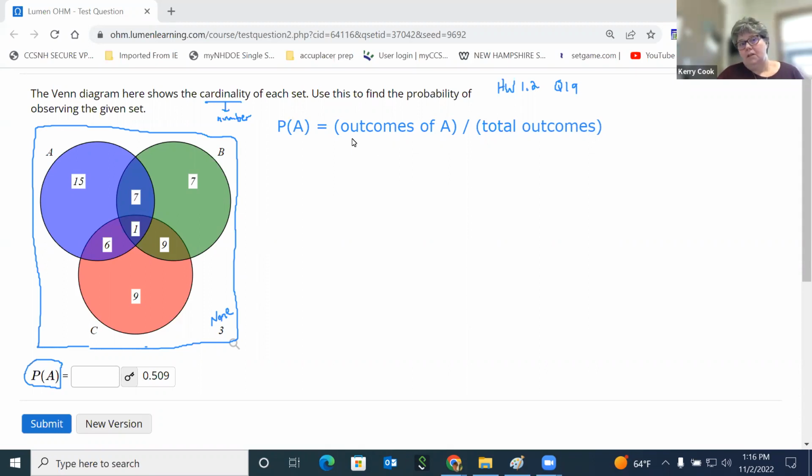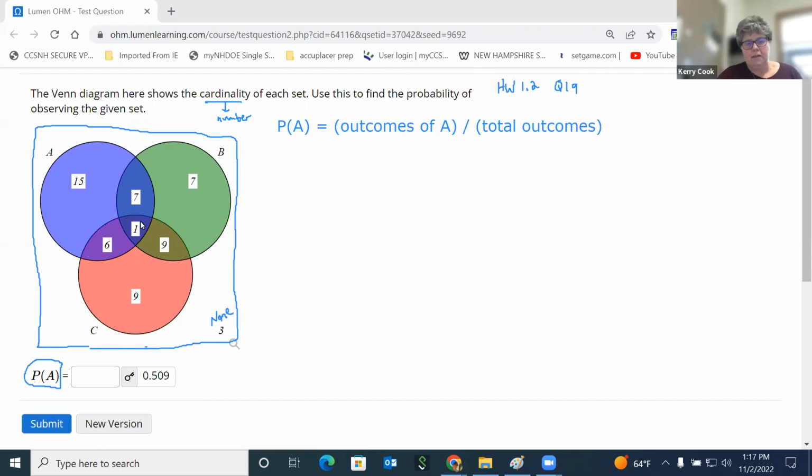So what we need is the outcomes that are in A. How many outcomes are in A? And then divide that by the total number of outcomes. So just a little bit of information about Venn diagrams and how they're structured here.